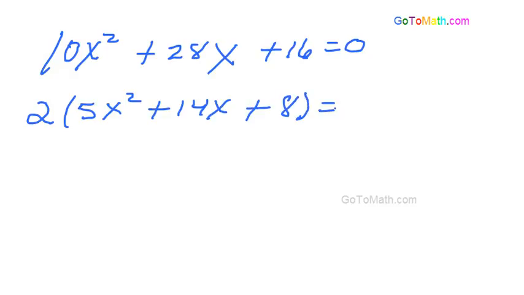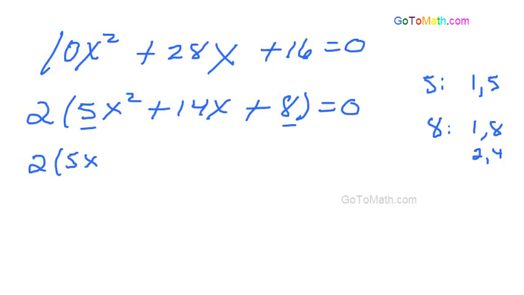And plus 8. Okay, 10, 28, and 16. So the two numbers we need to take a look at are 5 and 8. Two numbers multiplied together that give us 5: the only two are 1 and 5. And for 8, of course, we've got 1 and 8, and then 2 and 4.